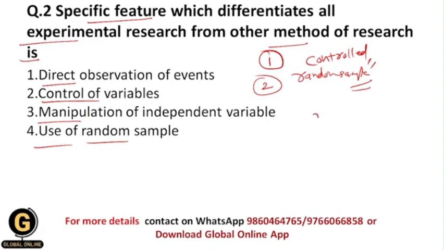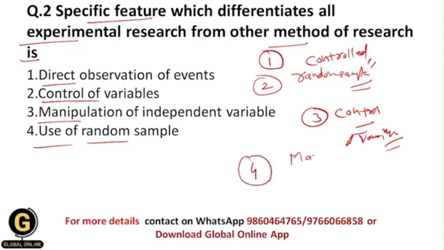Okay, now next is control of variables. So we are going to have proper, or you can say complete, control over the variables in the study. Basically, we control all the other variables in the experimental research apart from the variable which is under study. Okay, and the fourth one is manipulation of independent variable.